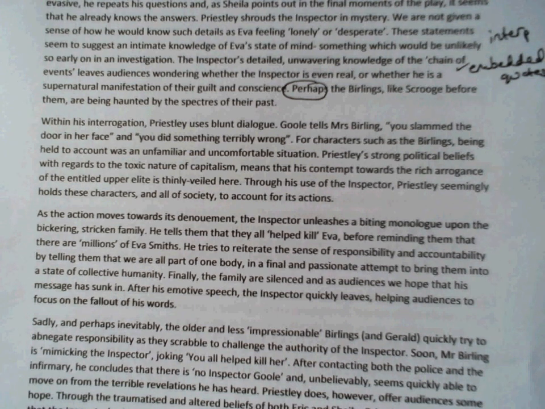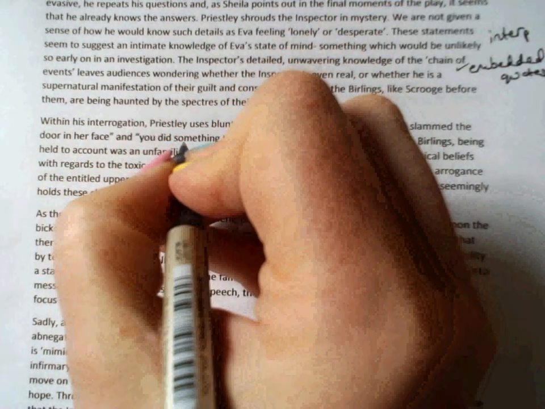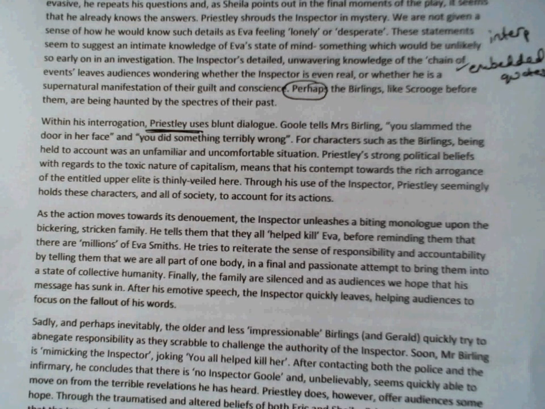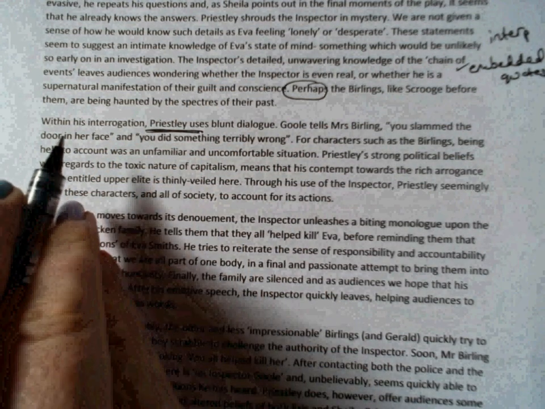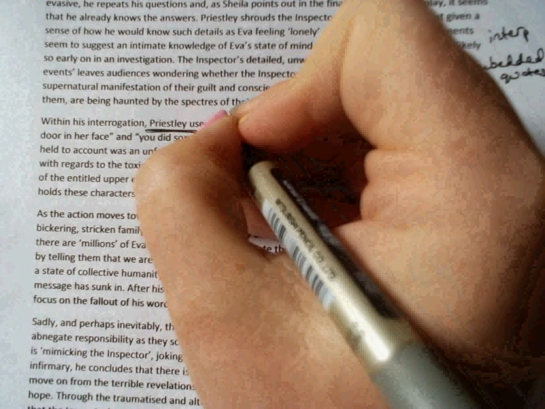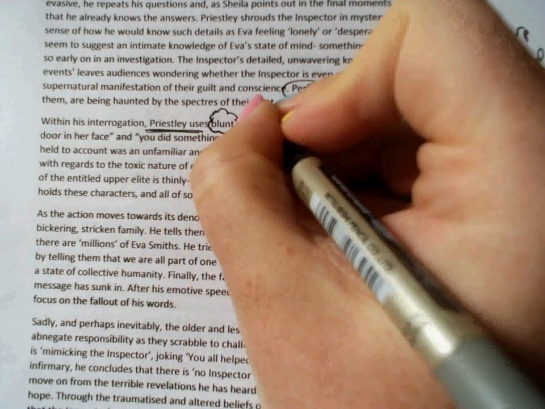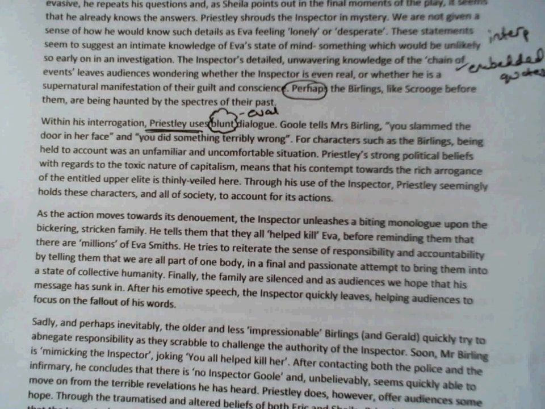So within his interrogation, Priestley uses blunt dialogue. Notice that I am repeatedly focusing on Priestley doing things, Priestley including things. Now I could have just said Priestley uses the dialogue. By my using blunt here, this is just me evaluating, it's my take on it. I think that dialogue is quite direct or quite forceful, and either of those adjectives would have worked well there as well. Goole tells Mrs.